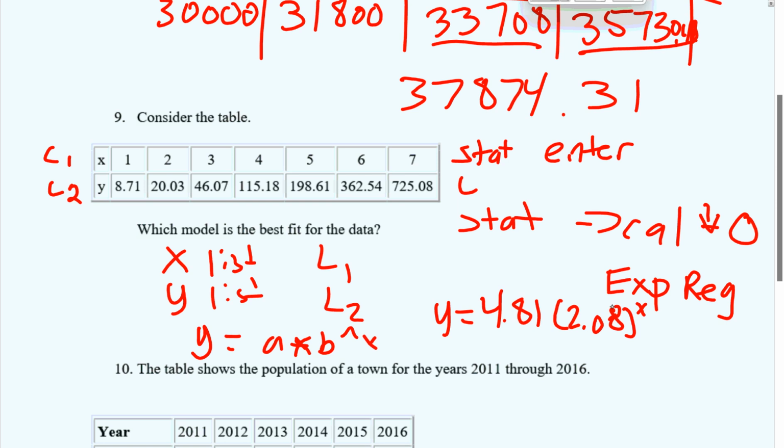I can now do predictions. I could put in 9 and see what it comes out to. I could put in 4.5 and see what happens in between here. So that's my estimate equation. That's my equation that I can estimate.